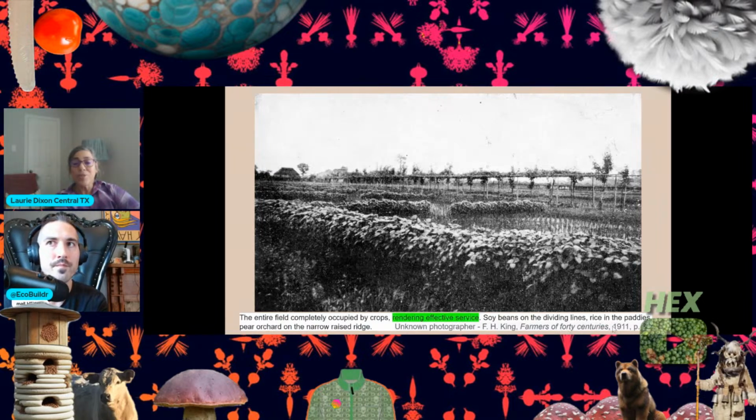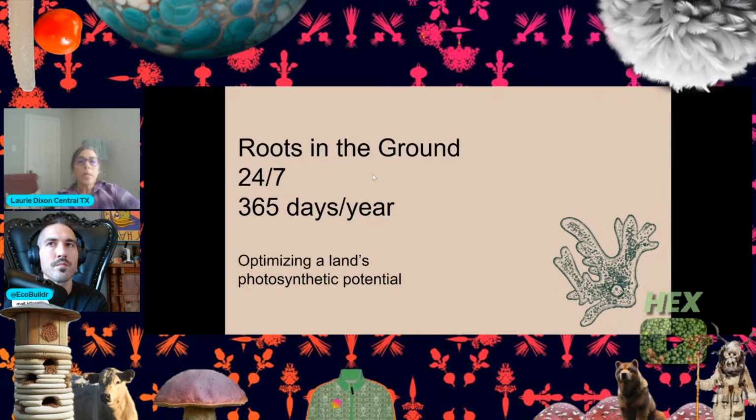This is a book from 1911: the entire field completely occupied by crops, rendering effective service. These are principles that they knew, really before the Industrial Revolution, 1911. There's a lot of good literature from the mid-1800s to before the wars, when they started pumping out the chemical fertilizers. So the next one that I really like to emphasize is roots in the ground.